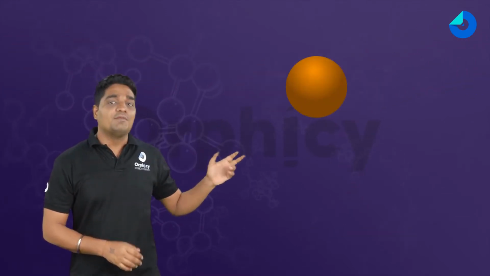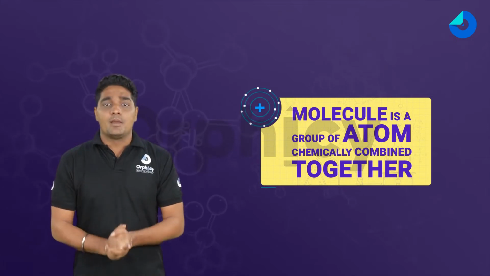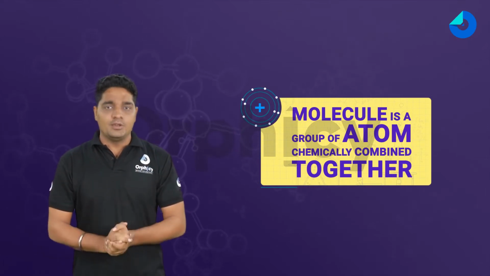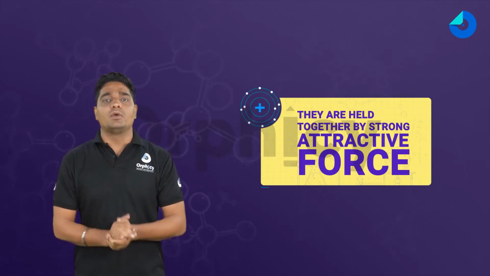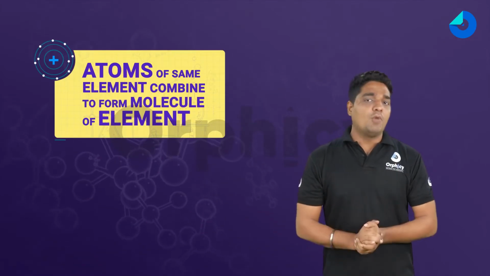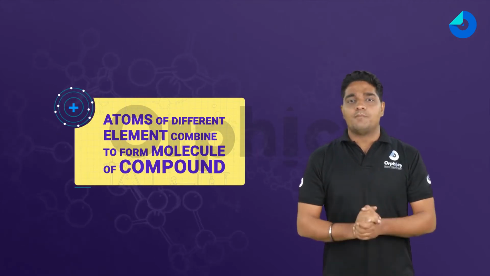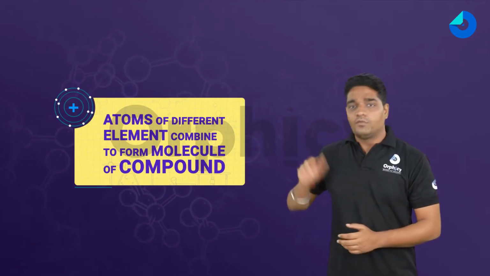Now when atoms combine with each other, they form molecules. So a molecule is nothing but a group of atoms chemically combined together. That means they are held together by strong attractive forces. Also, the atoms of the same element combine together to form a molecule of an element, whereas atoms of different elements combine together to form a molecule of a compound.